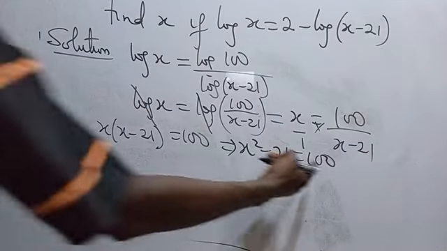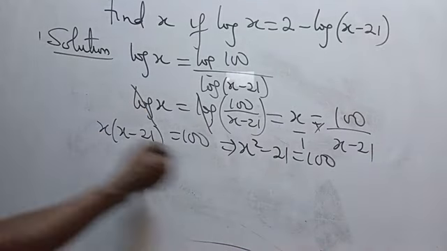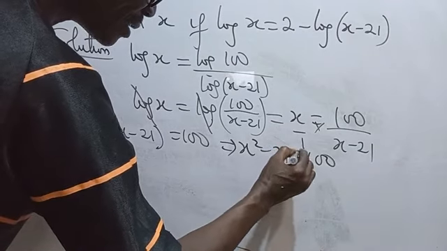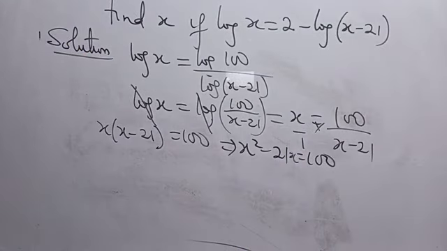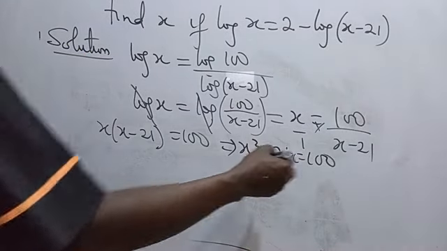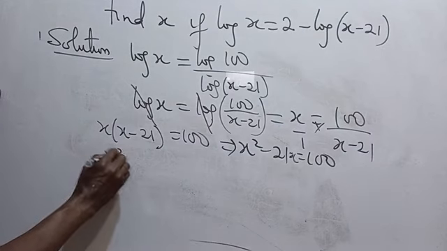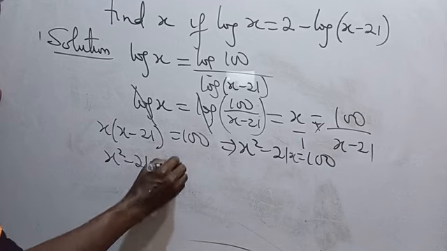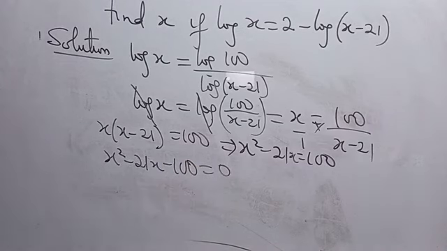So x squared minus 21x, sorry about that, is equal to 100. You can bring 100 there. You now have x squared minus 21x minus 100 is equal to 0. You observe that we now have what we call a quadratic equation. So we have to factorize if it can be factorized. If it cannot be factorized, you use the completing the square method, or the quadratic formula method that is popularly called the almighty formula.